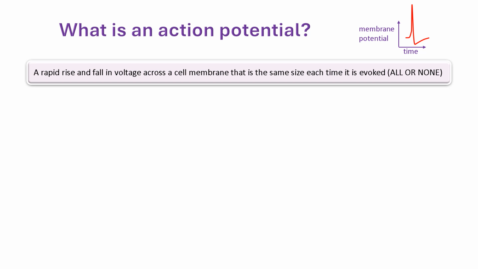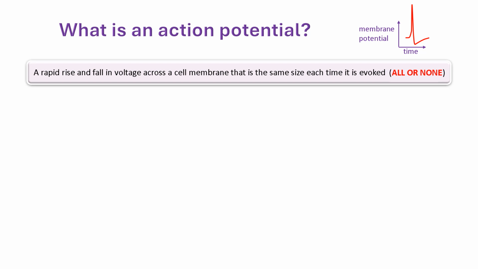An action potential is a rapid rise in the voltage or potential difference across a cell membrane, followed by return to the original level. In normal circumstances, an action potential has the same amplitude each time it is evoked. There are no intermediate levels. This is known as an all or none response to stimulation.